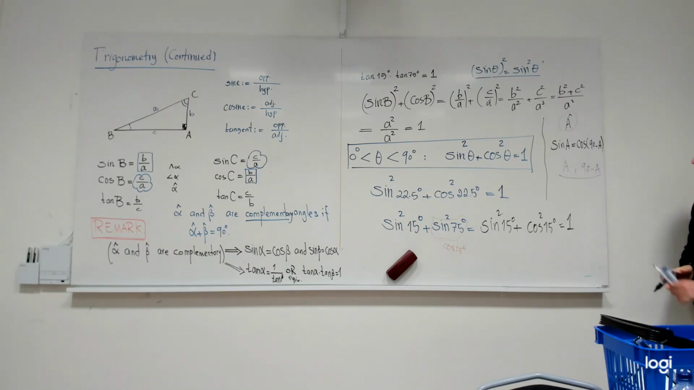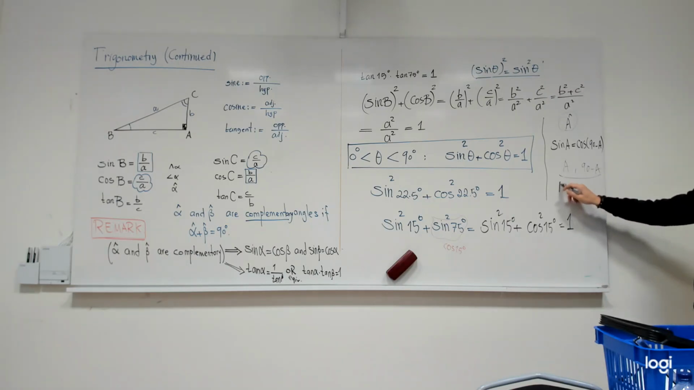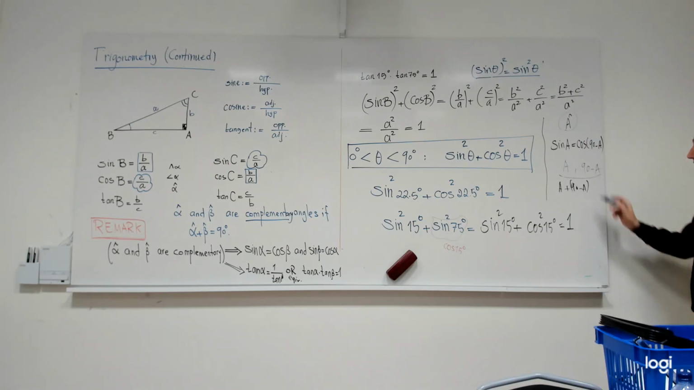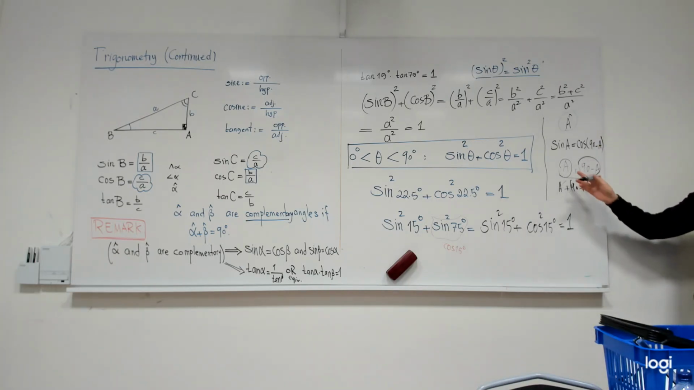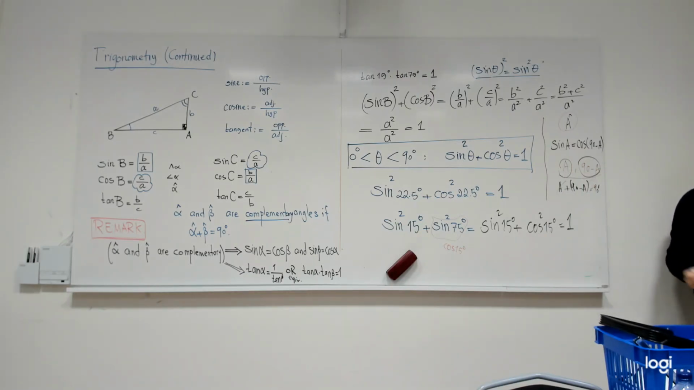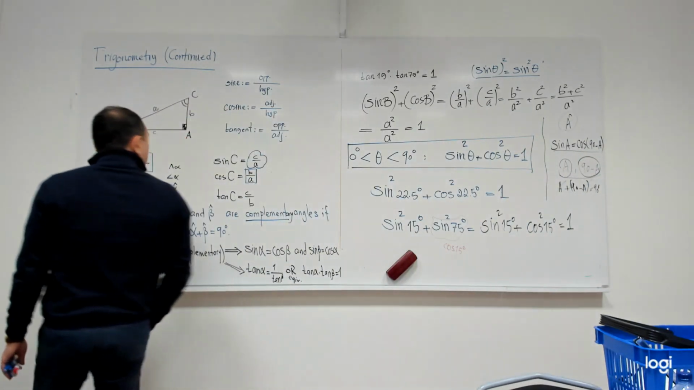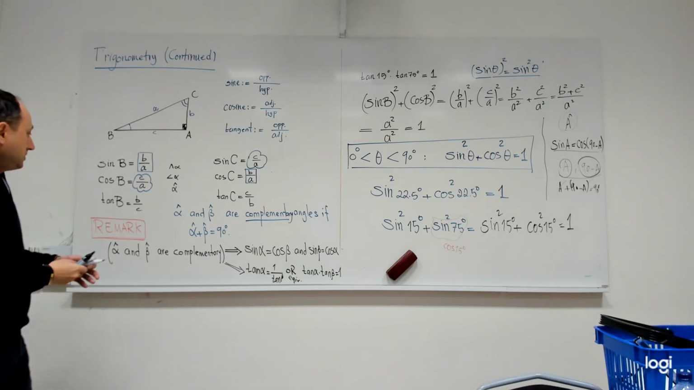Do you agree? I don't know A, I don't know 90 minus A, but I know that if I add these angles, the answer is 90. The minus A and A cancel, it becomes 90. So these are complementary angles. And we learned that if I have complementary angles, the sine of one of them is equal to the cosine of the other one. So this is the way that your book has asked the content of that remark.